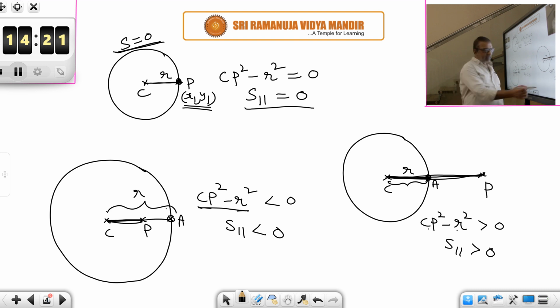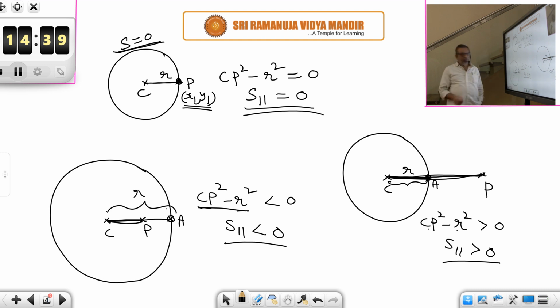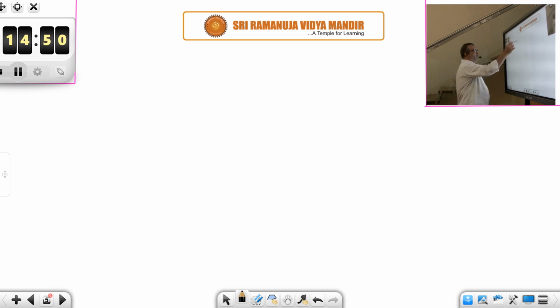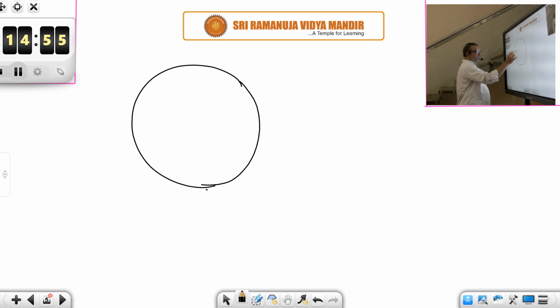For a point outside the circle, S11 is greater than 0. That means power is positive. If the point P is on the circle, then its power with respect to the circle is 0. S11 is 0. If a point P is inside the circle, then its power with respect to the circle is negative. Therefore, S11 is negative. Okay. Now, next question is, let us go to the next page. Next question is, suppose there is a circle here with a center C and radius R.